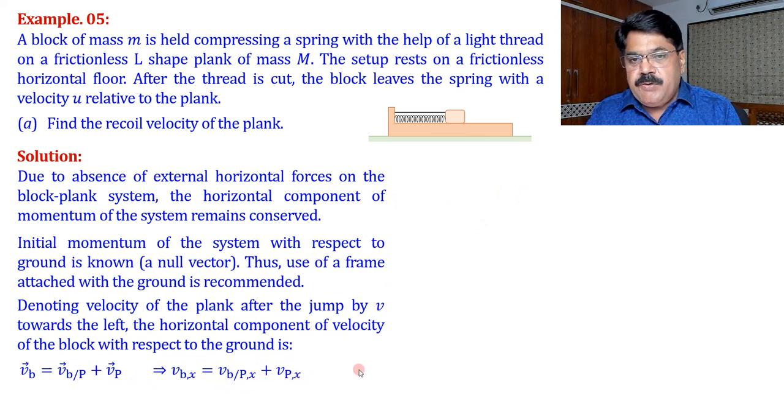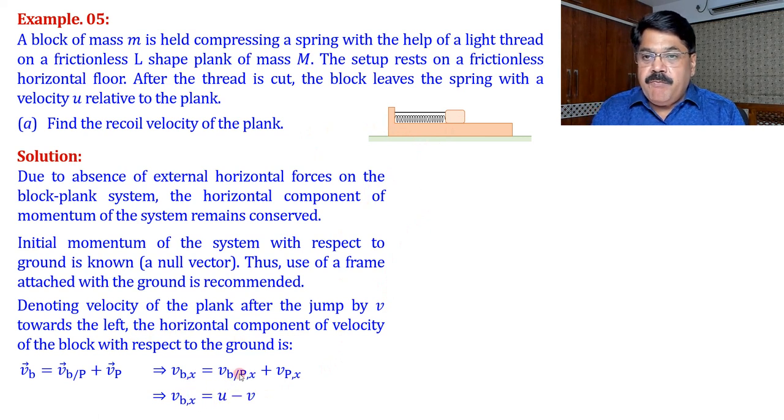Now we substitute the values. What is given and what we assume? We assume the velocity of the plank after the block jumps is V towards the left. So how do we put the values? The velocity of the block with respect to the plank is U towards the right, and the plank's velocity is minus V. So the velocity of the block with respect to the ground, x component, horizontal component, is U minus V.